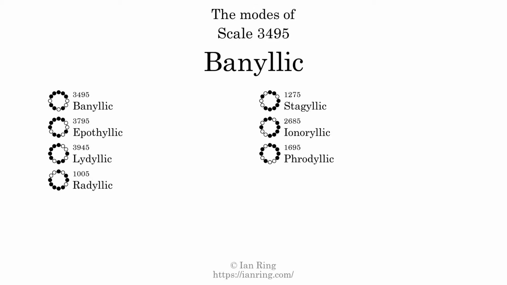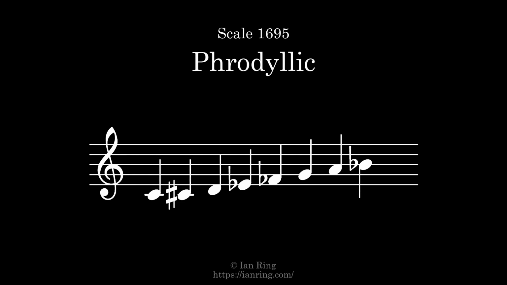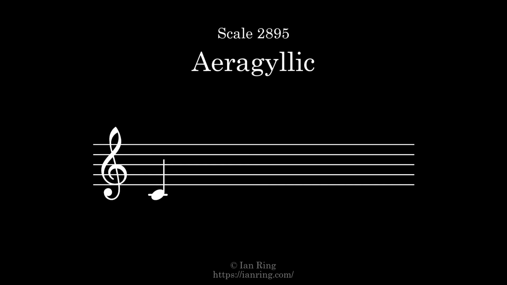The seventh mode is scale 1695, also known as fridilic. It sounds like this. The eighth and last mode is scale 2895, also known as erigilic. It sounds like this.